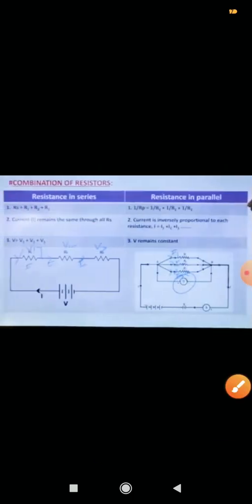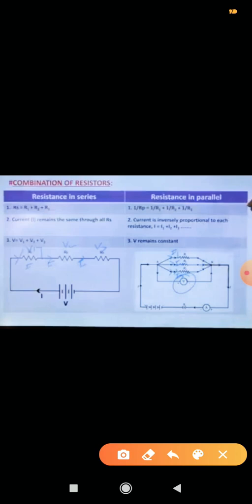Now the difference between combinations of resistors: R1 plus R2 plus R3 in series, and 1 upon R1 plus 1 upon R2 plus 1 upon R3 in parallel. In series the current remains the same, but in parallel it does not remain the same. Voltage remains different in series, while here it remains constant. You can see.